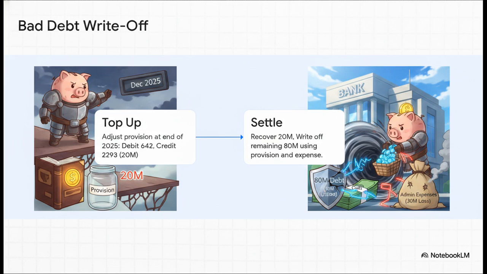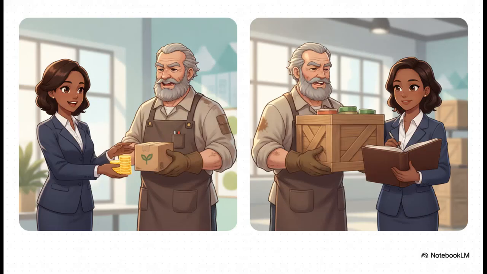But what happens when Company X officially goes bankrupt the following year? Step 2. Say we manage to recover 20 million in cash, so we debit 11.1. We then have to write off the remaining 80 million. We utilize our full 50 million provision by debiting 2293, and the leftover 30 million loss hits our administrative expenses, so we debit 642.